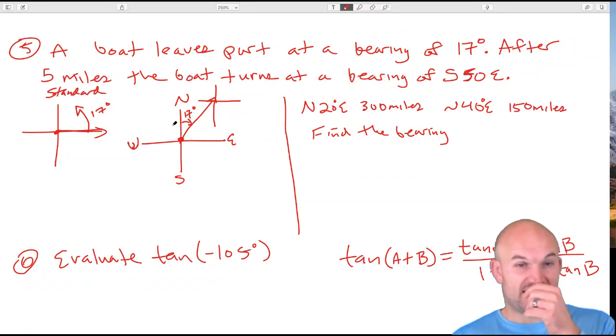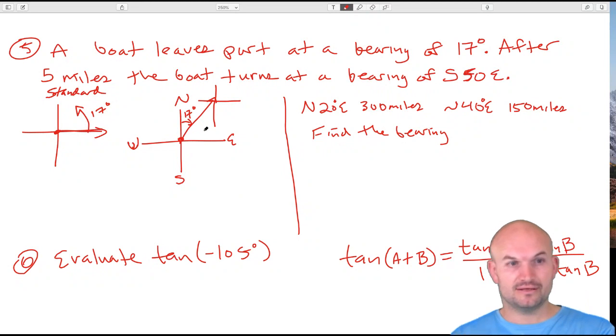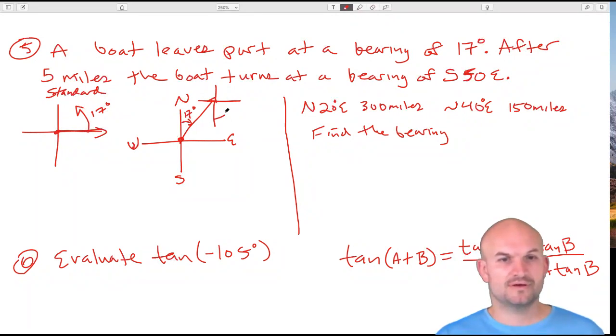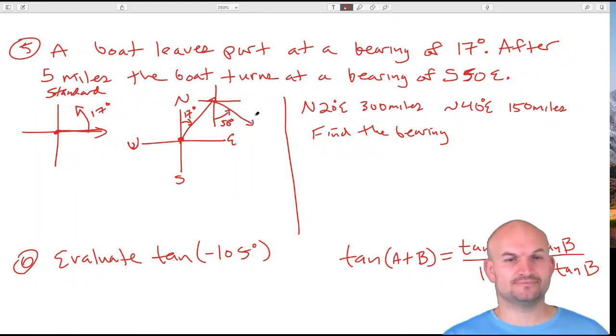So in bearings, that's 17 degrees in bearing form. If they give you something as a cardinal direction, then you're going to start at south and then go 50 degrees east. So you start south and then you go 50 degrees east. So then my angle would look something like that.